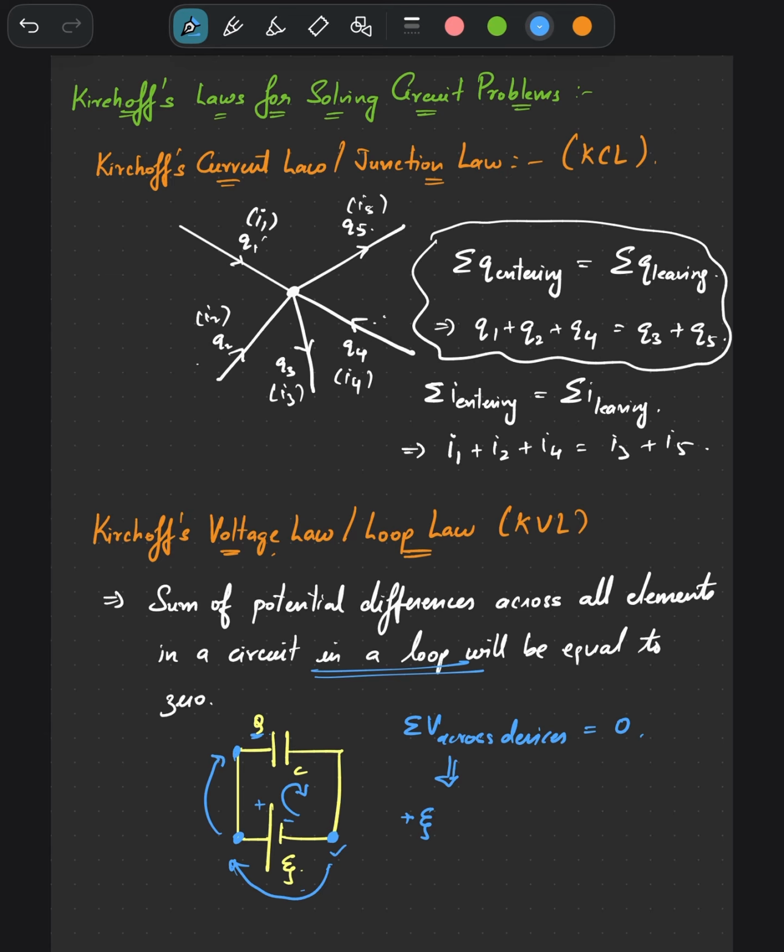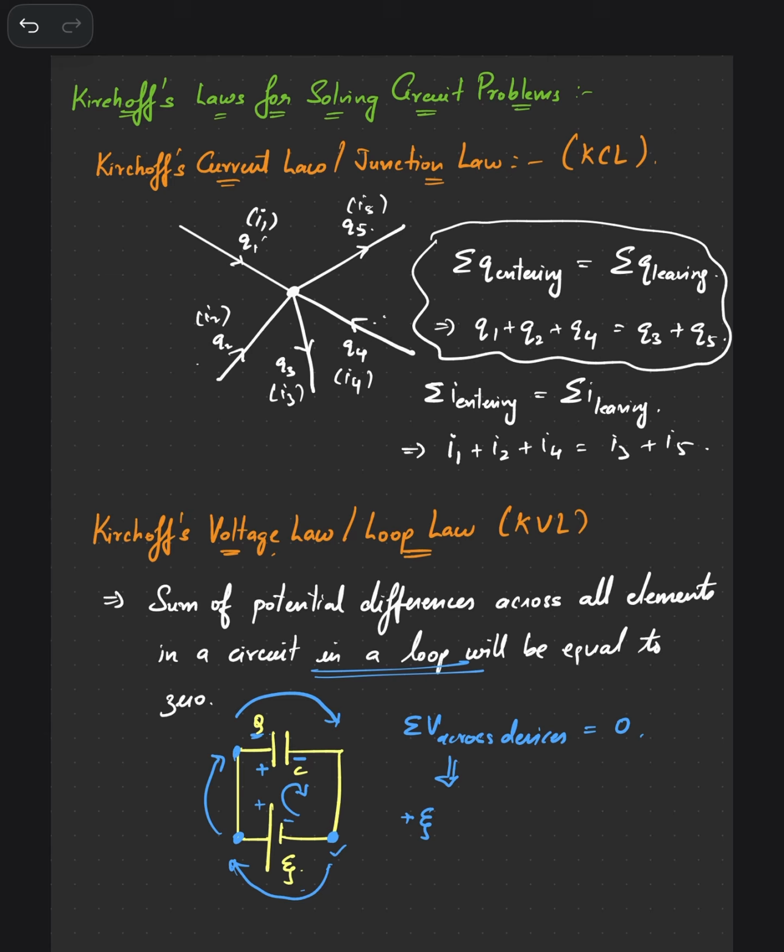When I'm going from here to here, I'm not going across any device, so there's no change in potential. So nothing to add in this equation. There's no potential difference right now, right? Next I'm going from here to here. That is from the positive plate of the capacitor to the negative plate of the capacitor. So when I'm going from here to here right now, I'm going from higher potential to lower potential. So my potential will decrease right now.